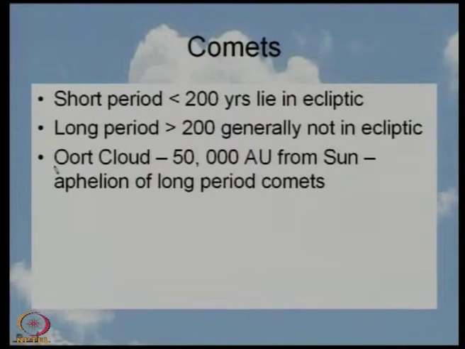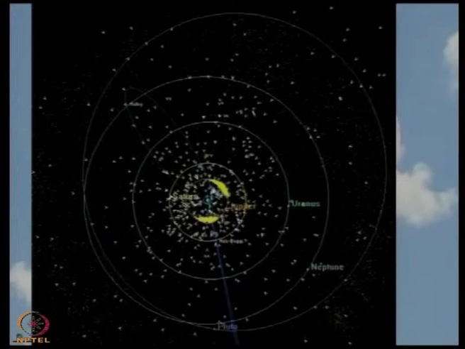So the comets have roughly been classified into two types, but there are other types also. We will not go into all the details. There are the short period comets, and these have periods of the order of less than 200 years, and these lie roughly in the ecliptic plane or close to the ecliptic plane. Okay. Let us just see where Halley's comet is. This is Halley.